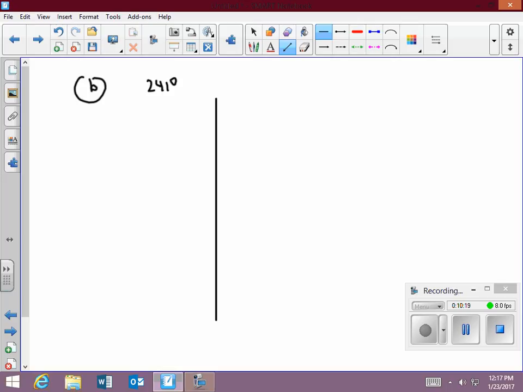So if we're now at 241, straight south is going to be 180, and then off to the west is 270. So what this is, it's an azimuth in this vicinity right there.